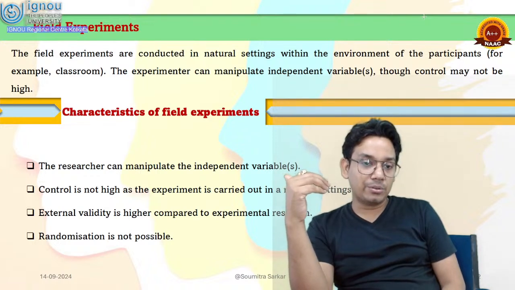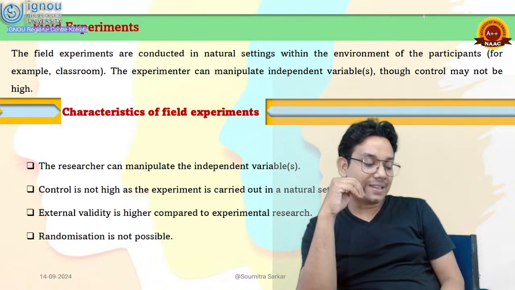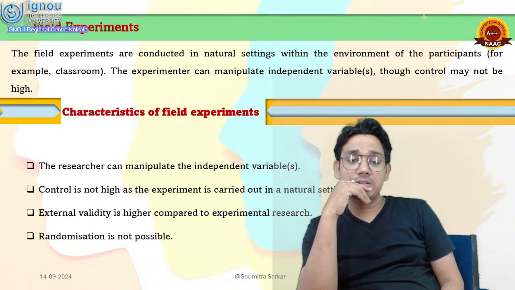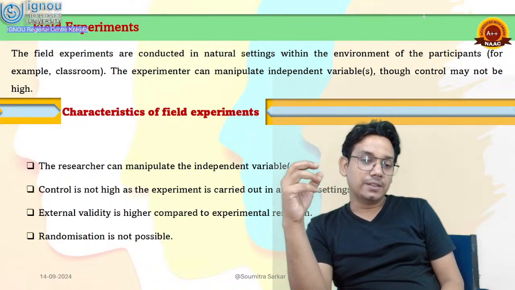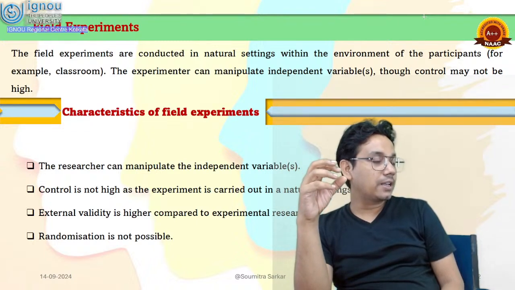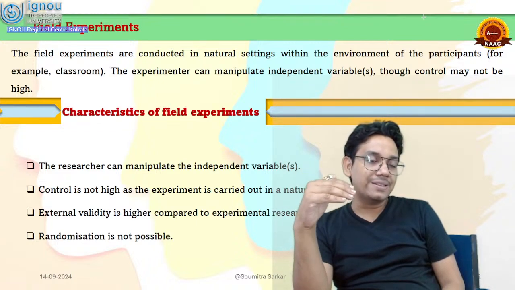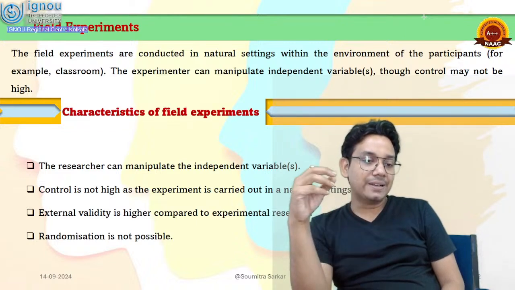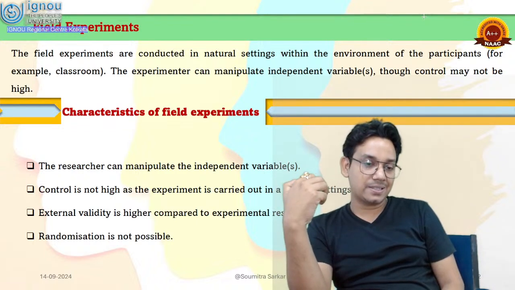When we talk about the characteristics of field experiments, there are four essential characteristics. First, the researcher can manipulate the independent variables. I have already told you that researchers manipulate the independent variables and figure out the impact on the dependent variables. Second, control is not high, as the experiment is carried out in a natural setting.